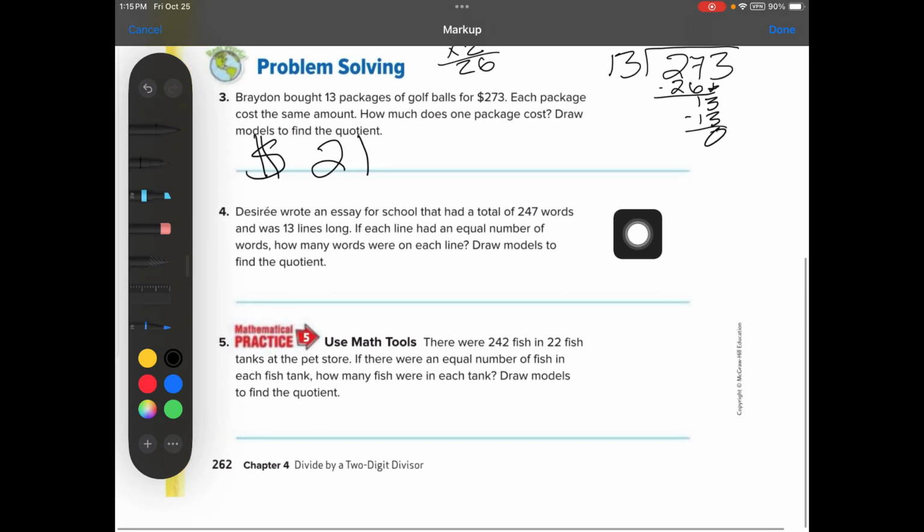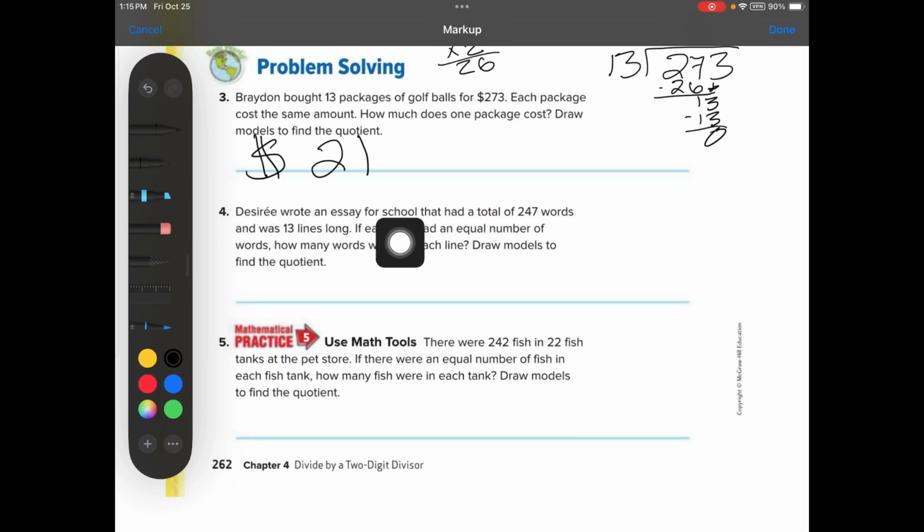Number 4. Desiree wrote an essay for school that had a total of 247 words. Well, that's pretty important. Let's circle it. And was 13 lines long. If each line had an equal number of words, how many words were on each line? Draw models to find the quotient.